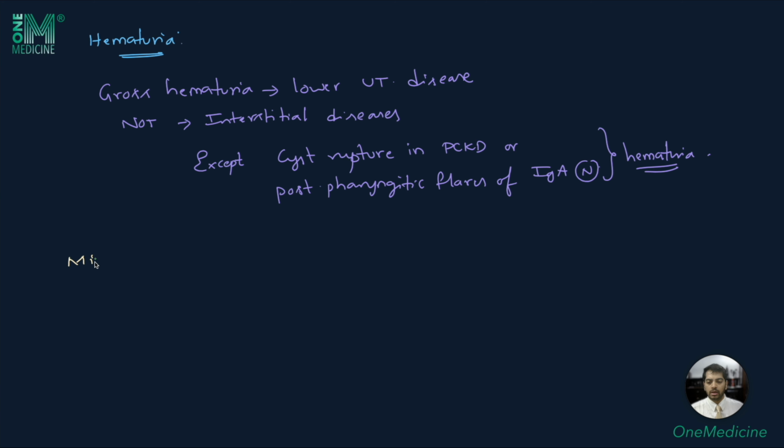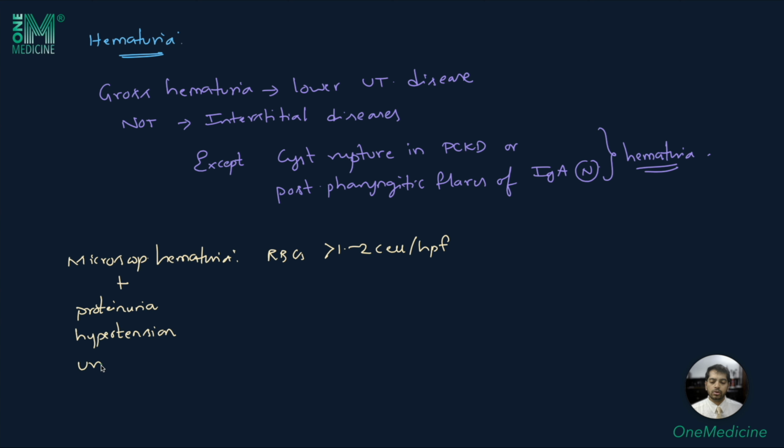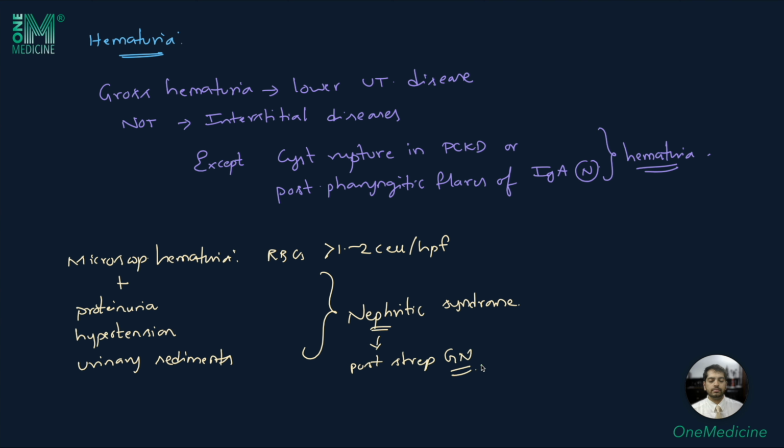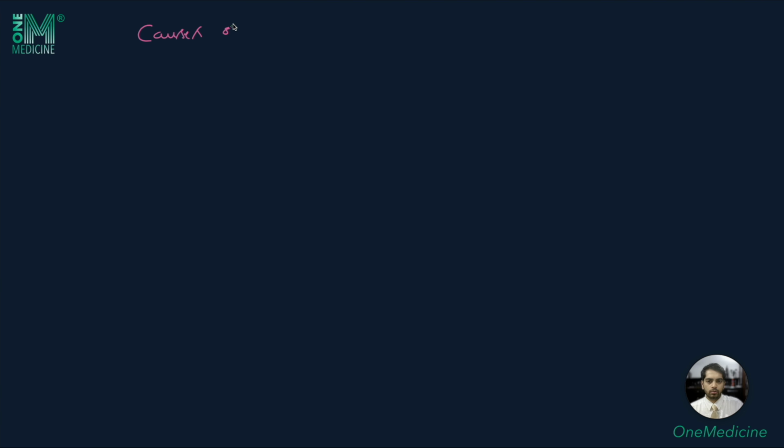In patients with microscopic hematuria, that is RBCs of more than 1 to 2 cells per high power field, associated with proteinuria, hypertension, and presence of urinary sediments, is suggestive of nephritic syndrome. Examples of such conditions include post-streptococcal glomerulonephritis. Let's look at causes of hematuria.